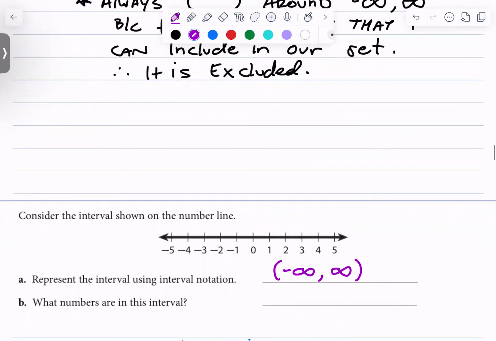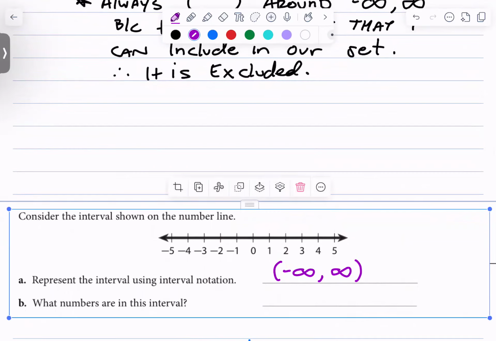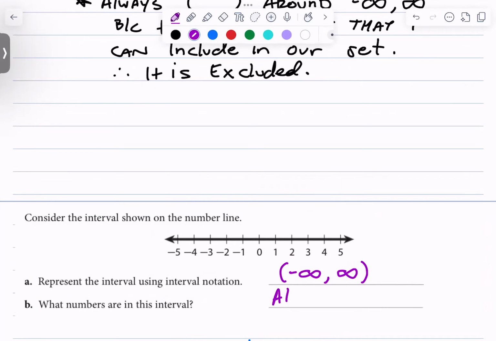What does this interval represent? What numbers? Does it represent 1? Does it represent -1? Does it represent 10,000? Does it represent -10,000? Yeah. So if it represents all the numbers, it's all real numbers. Okay.